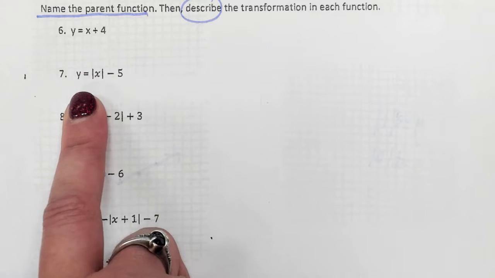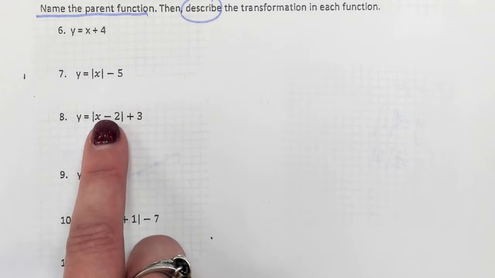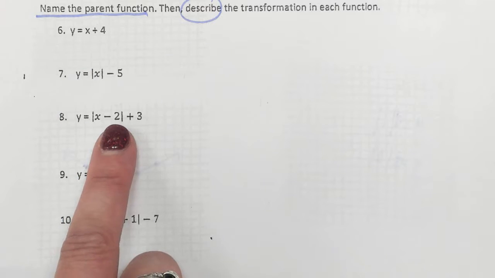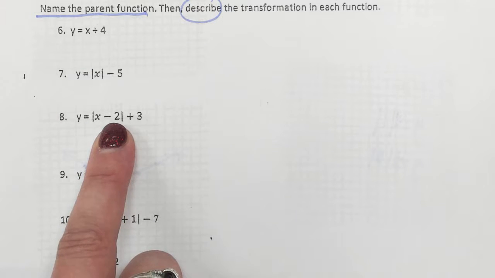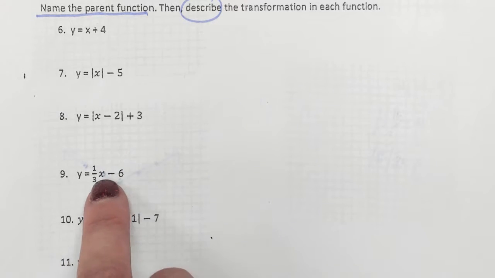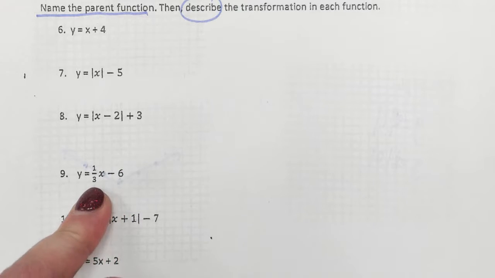Absolute value. What happened to it? Beautiful. All right, what about number 8? Absolute value. Now there's 2 things here. Beautiful. Inside, you take the opposite sign, so it moves right 2 and then up 3. Are y'all okay? Please make corrections if you got one wrong, okay?